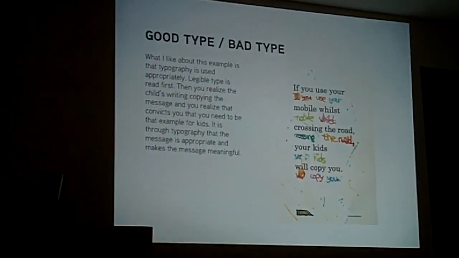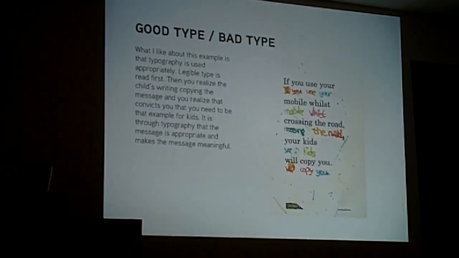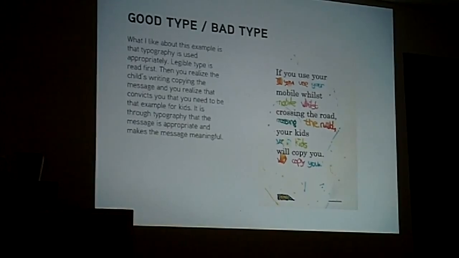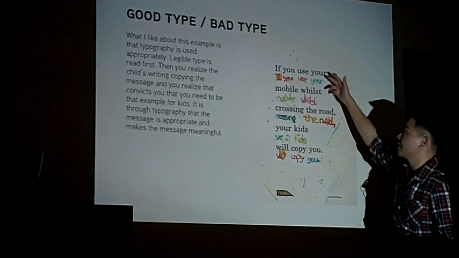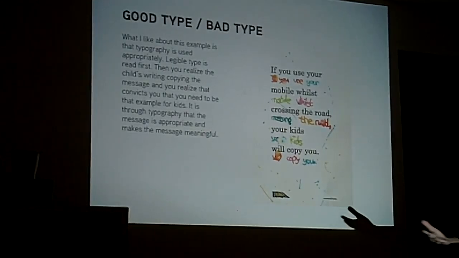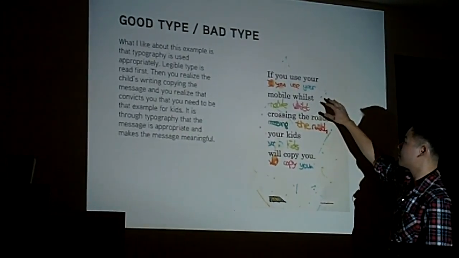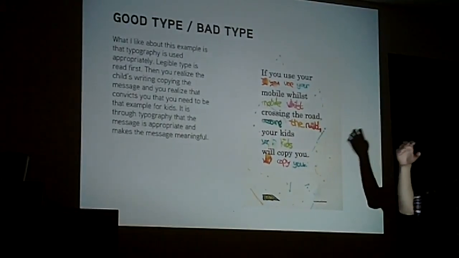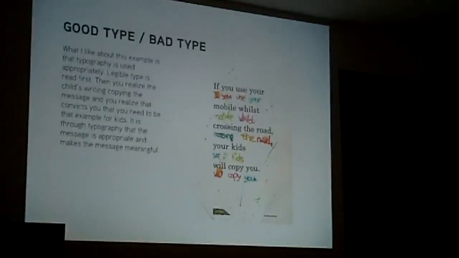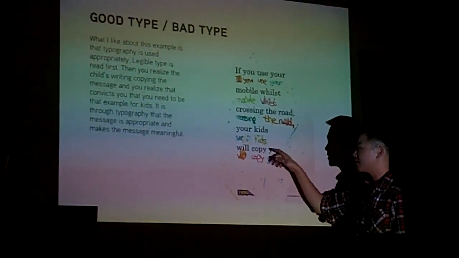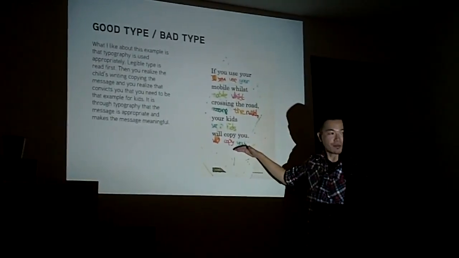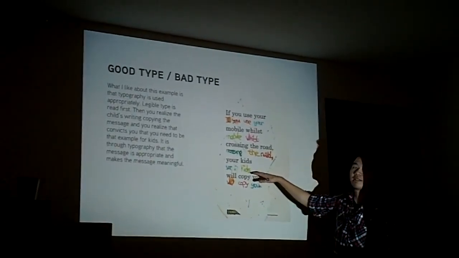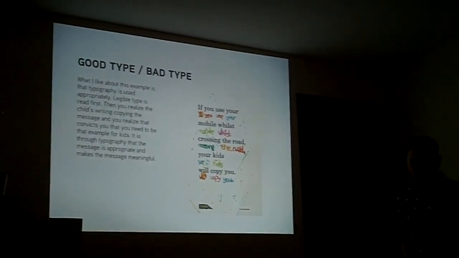This one is an example that typography is used appropriately. You first read the legible type, so the hierarchy is this, right? Because it's legible. And then you realize this is like kids writing, so it's an imitation. So the message is reinforced that because of your behavior, your kids will follow the same exact thing. Typographically, this is standard, but this is typed as well, and you can read it, and it's appropriate to what the message is.